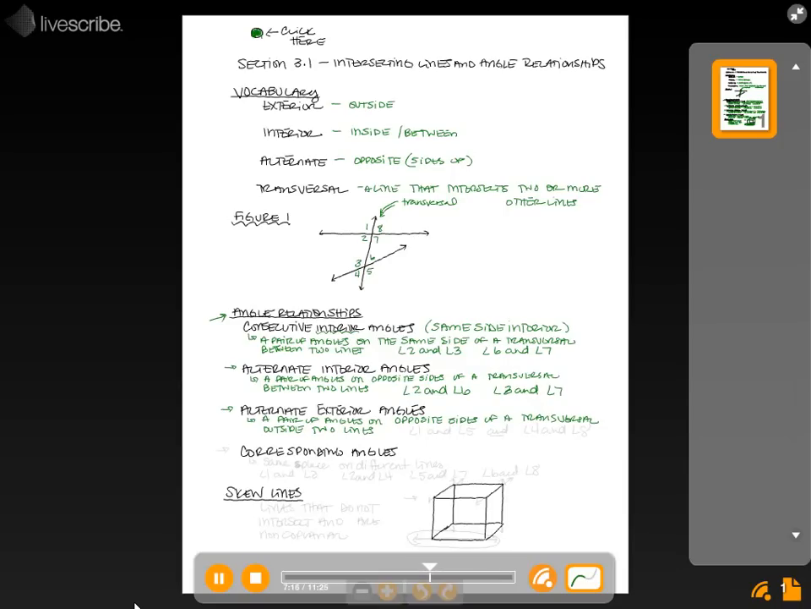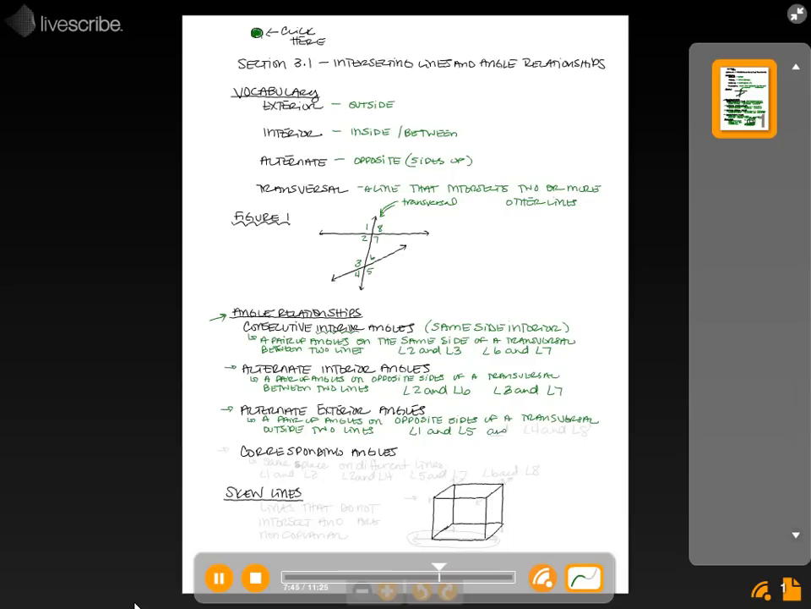Alright, and in our picture there's two pairs of these. The first one, angles 1 and 5. They are on the opposite sides of the transversal. One's on the left, one's on the right. One is on the top of the top line, and the other one is on the bottom right of the bottom line. Okay? Opposite sides of the transversal, both of them are outside of the two lines.